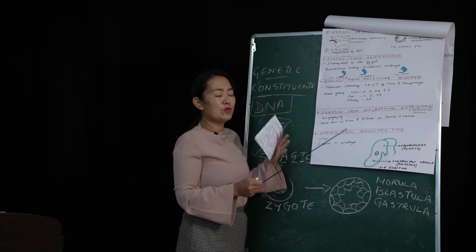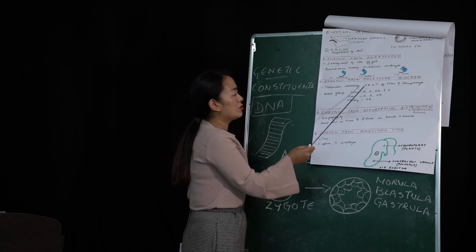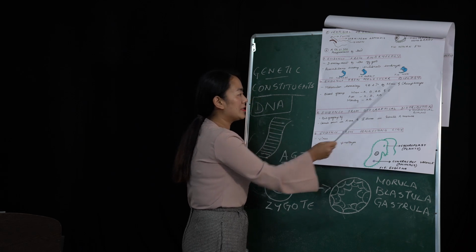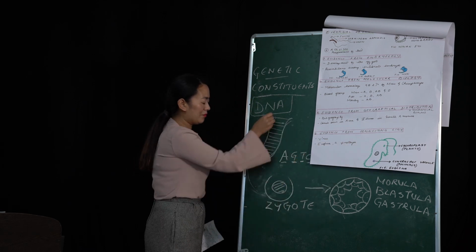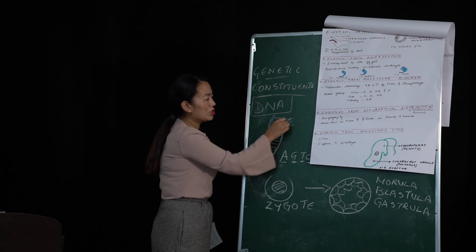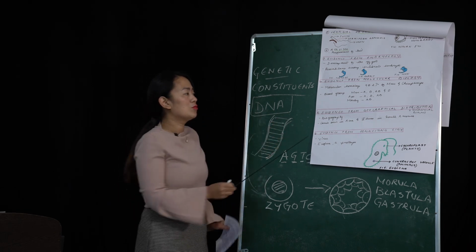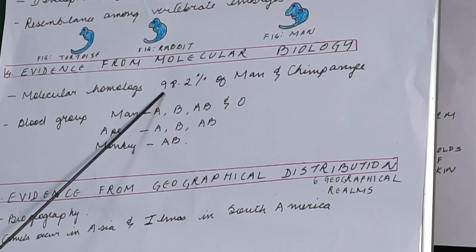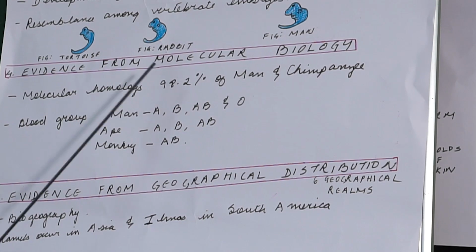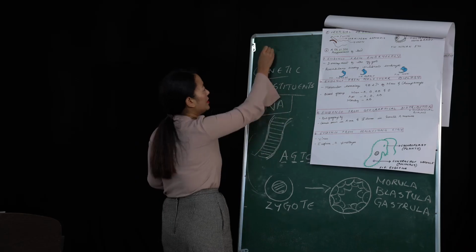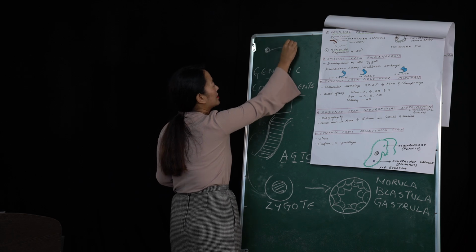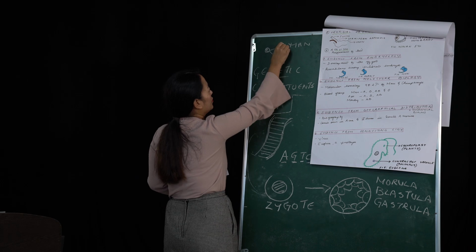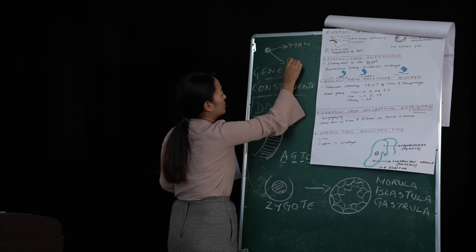So what is the first proof? In the first proof, they took the example of man and chimpanzee. When they sequenced the DNA, the molecular composition, what they found out was that man and chimpanzee had similarities of 98.2%. That similarity indicates that they had a common ancestor, and from the common ancestor, they diverged out. That is called divergent evolution. Remember that, okay?